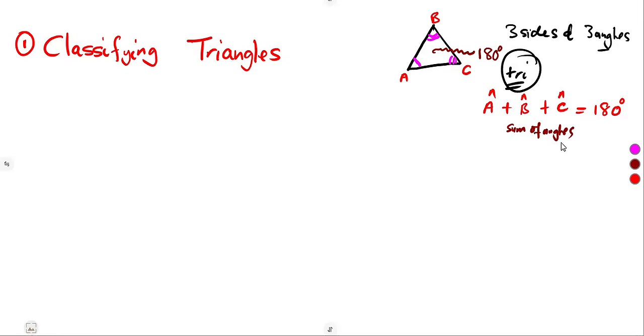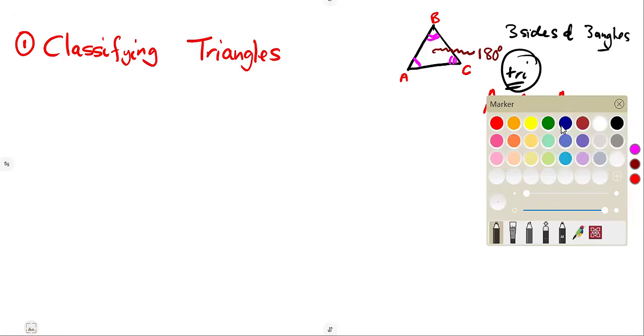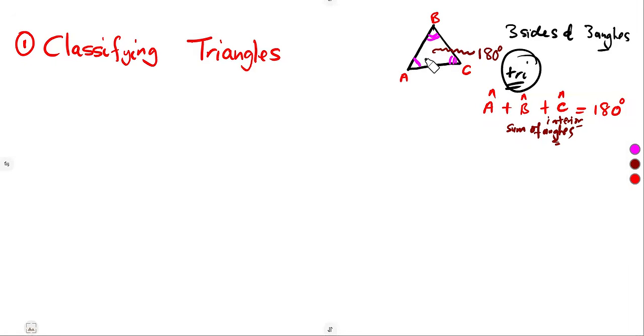So these are some of what? Interior angles, the ones that are inside the triangle. This one is going to be used on any triangle, anyone that you think of. So the first triangle that I'm going to look into as we classify our triangles is the equilateral triangle.